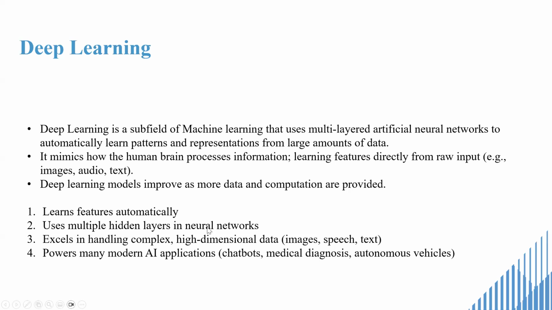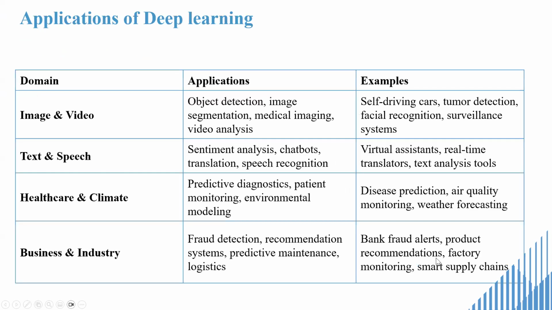It uses multiple hidden layers in neural networks and excels in handling complex high-dimensional data like speech, text, or images. Also, it powers many modern AI tools: chatbots, medical diagnosis, and autonomous vehicles. So these are applications of deep learning.